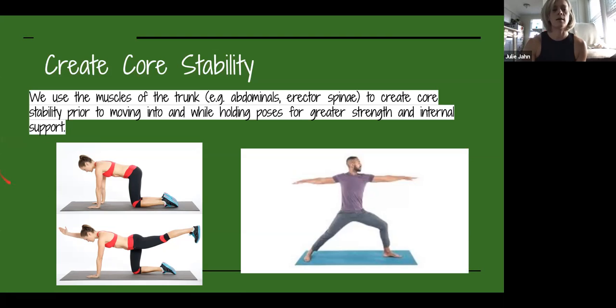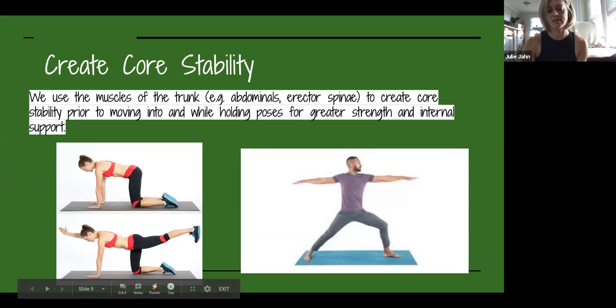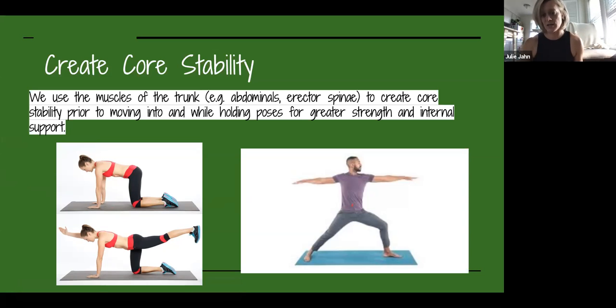So here in bird dog, core stability first, neutral, and then she extends the arm and the leg back, core stability stays. If he was going from a different variation of a pose, he would create core stability first and then transition into his warrior two.